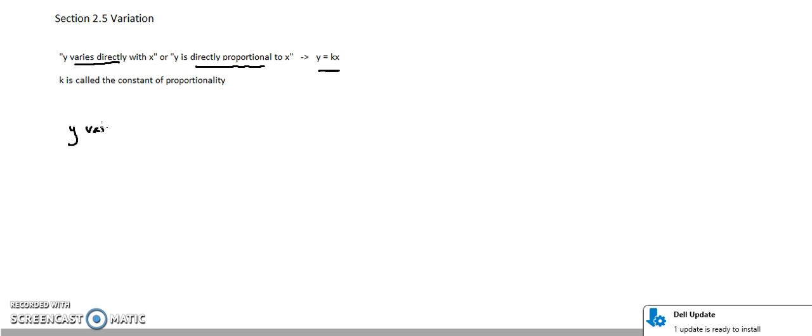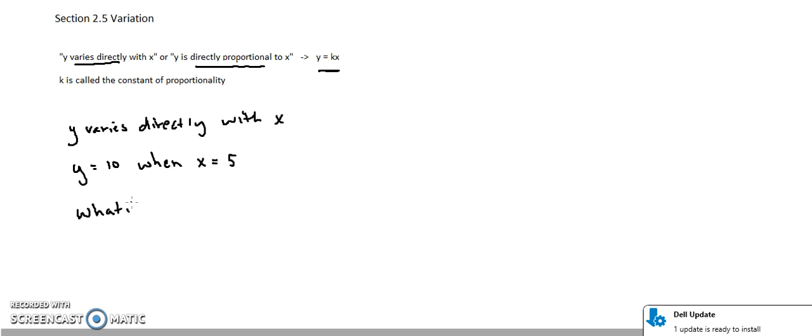Let's say that we have y varies directly with x, and we know that y is 10 when x is 5, and we want to know what is y when x is 15. Okay, so this is kind of a basic setup for a problem, a little bit simpler than some of the ones we're going to look at, but this gives you the general idea.